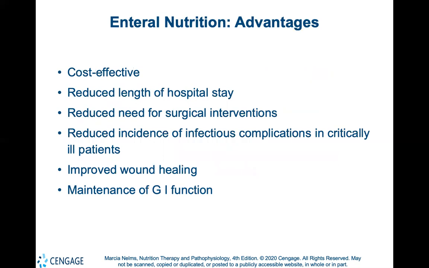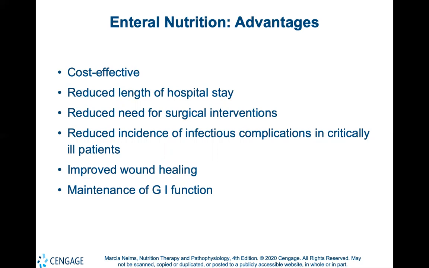Research supports the use of enteral nutrition because of the following advantages: cost effectiveness, reduced length of hospital stay, reduced need for surgical interventions, reduced incidence of infectious complications in critically ill patients, improved wound healing, maintenance of GI function. Even when a patient is unable to meet all nutritional requirements completely with enteral nutrition, the use of trophic or trickle enteral nutrition may be prescribed along with parenteral nutrition.